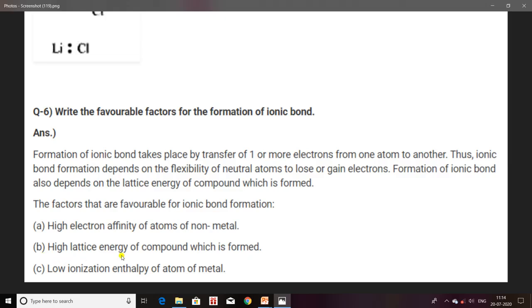Next factor is high lattice enthalpy of the compound which is formed. High lattice enthalpy means that when two ions combine together, a large amount of energy should be released during the formation of the ionic compound.